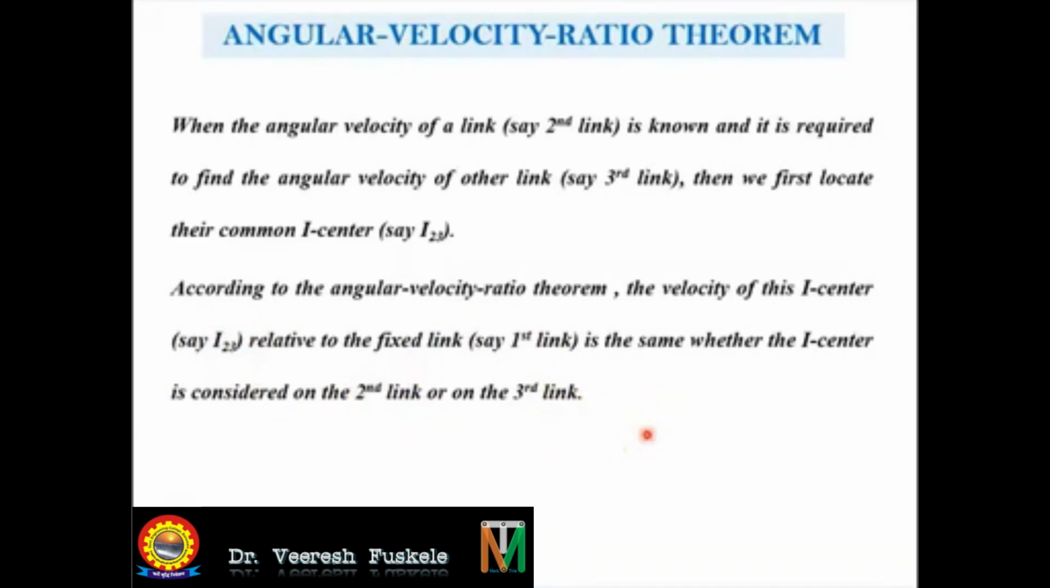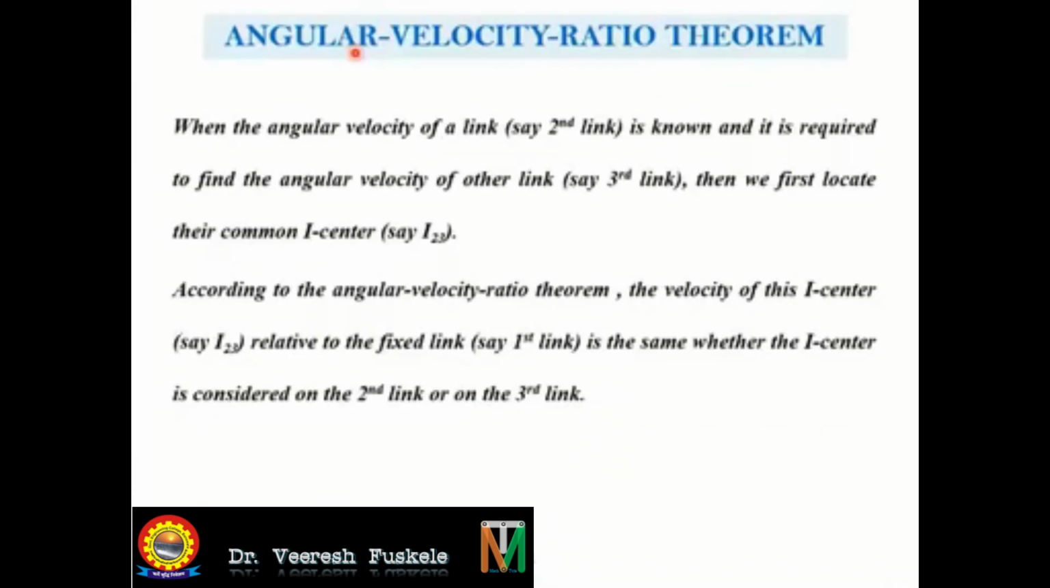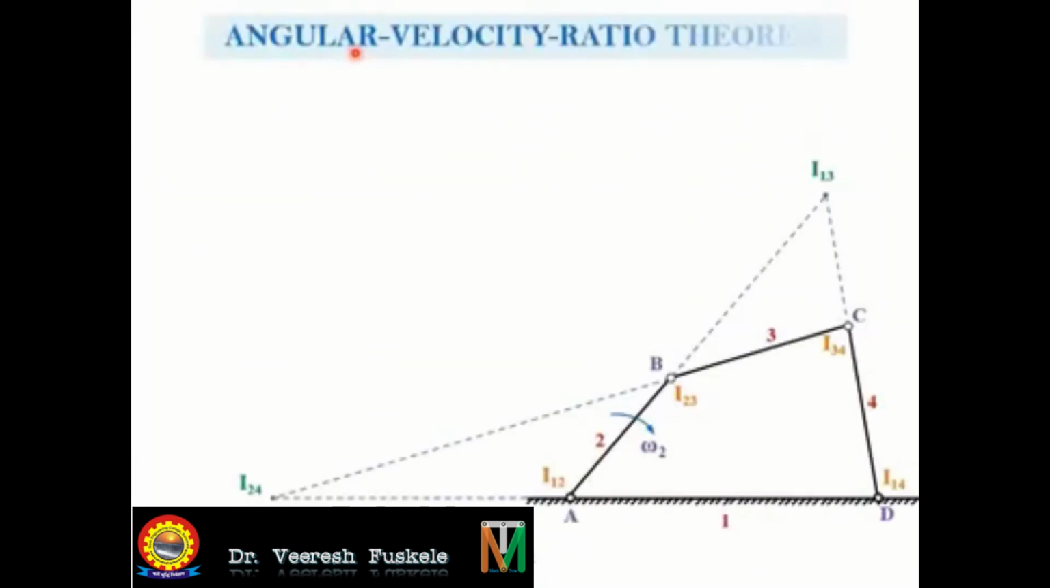So moving ahead, to carry out the velocity analysis, let's see this figure. Using this, we'll do the velocity analysis as follows. For velocity analysis, let's say the angular velocity of the input link, link 2, is given as omega 2. Our task is to determine the angular velocity of the other two links, BC and CD.